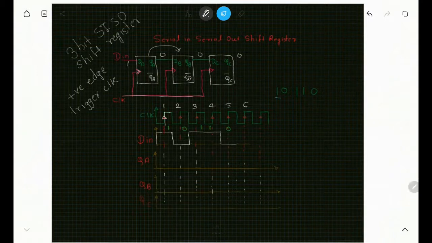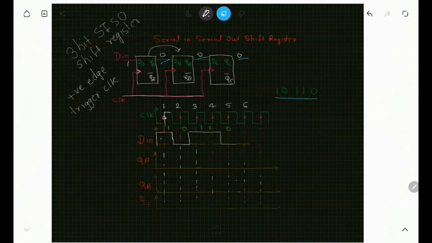We have to transfer the data 1 0 1 1 0. This is the input data. Initially all the flip-flops are reset, which means the output of all the flip-flops is considered as 0 0 0.